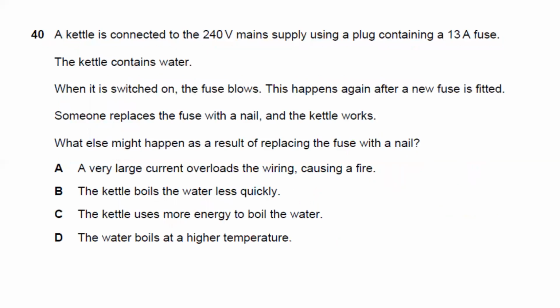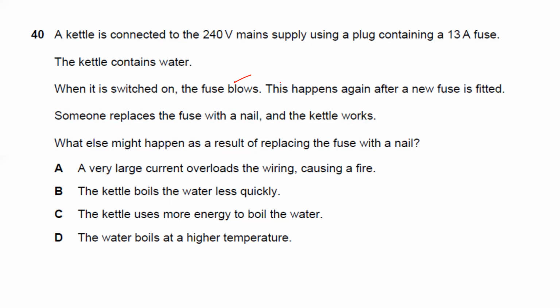So the last question, question number 40 of this exam, says a kettle is connected to a 240-volt mains supply using a plug containing a 13 ampere fuse. The kettle contains water. When the switch is on, the fuse blows. This happens again after a new fuse is fitted. Someone replaces the fuse with a nail and the kettle works. What might happen as a result of replacing the fuse with a nail?